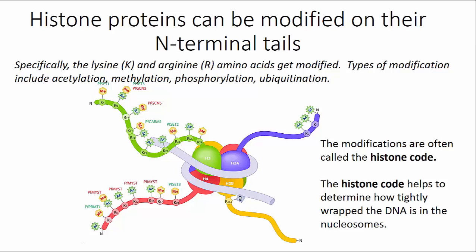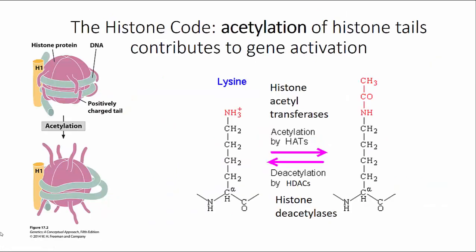of these nucleosomes. Overall, the modifications that are put on the tails of these nucleosomes create something that is called the histone code. It is a code that is read by the cell, and the overall code determines how tightly the DNA wraps around those nucleosomes. I'm going to talk about two of the types of modifications that are used in the histone code. The first modification is acetylation of histone tails.